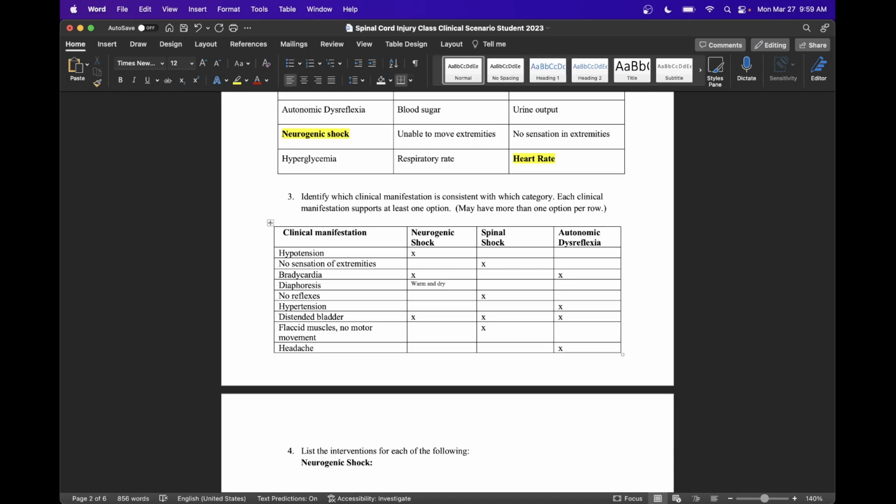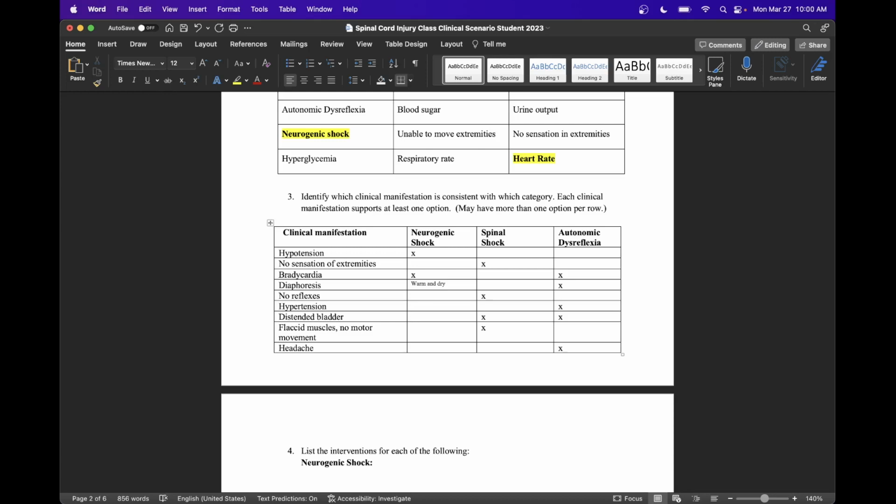We're going to talk more about it. Hypertension. So, I'm sorry, autonomic. No reflexes is just spinal. Distended bladder. Distended bladder is what? Autonomic. Anything else? Spinal.